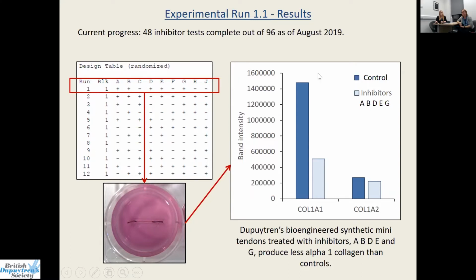So in response to inhibitors A, B, D, E, and G, which we treated on the synthetic mini tendons, we found that the amount of type 1 collagen, COL1A1, was significantly reduced in the Dupuytren's mini tendons, which for a first look looks really promising so far. But again, we have to do all the runs and test all the inhibitors and then unblind the data so that we actually know which inhibitors are having this effect.